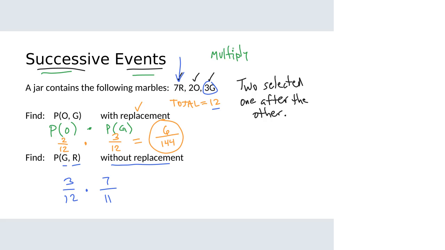So the probability on the first draw is 3 out of 12 of getting a green. The probability of getting a red on the second draw after leaving that first marble out is 7 out of 11. And now we can multiply those together. 3 times 7 is 21. 12 times 11 is 132. And so the probability of getting green followed by red would be 21 out of 132.